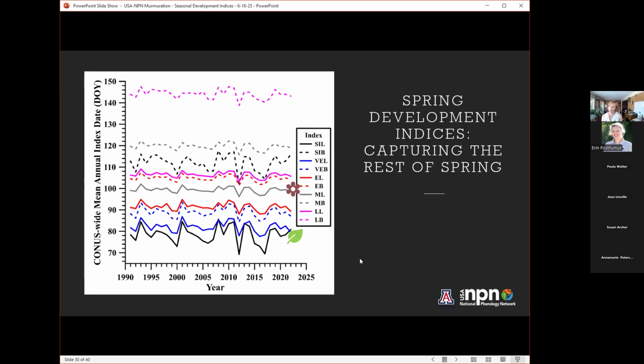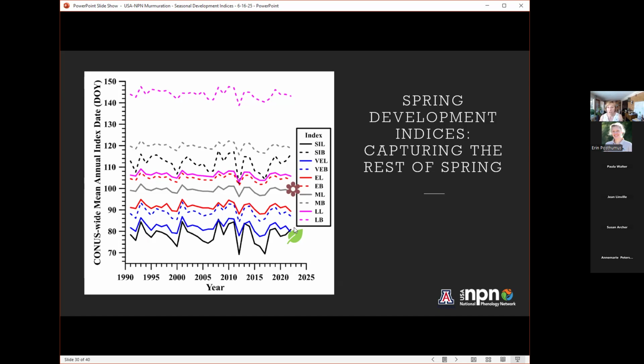And so what we are looking at here is years across the x-axis, and the y-axis is day of year. For the whole of the lower 48 states, we figured out the average day of year that, in the case of the black line, the spring index was reached. This is a very coarse measure of whether spring started earlier or later for the whole lower 48 states from 1990 to present.